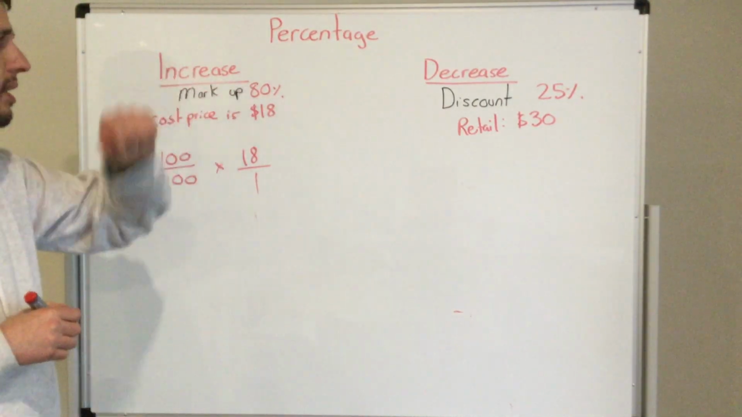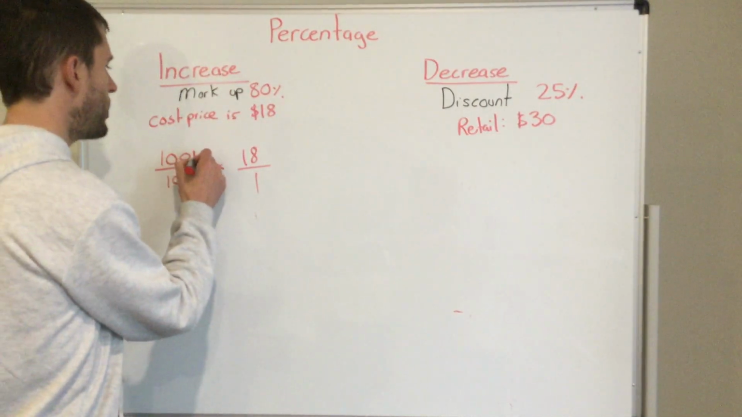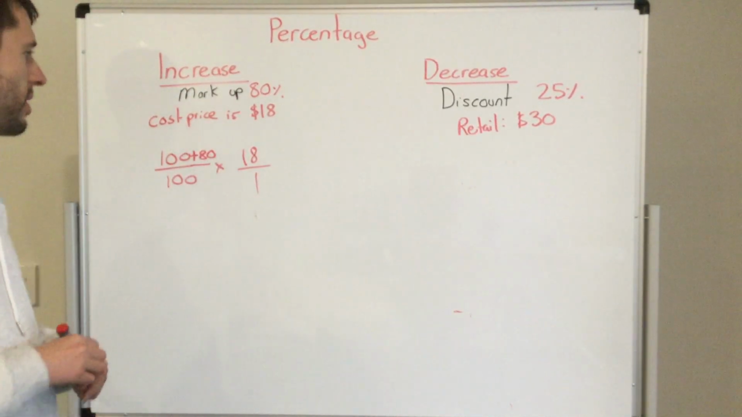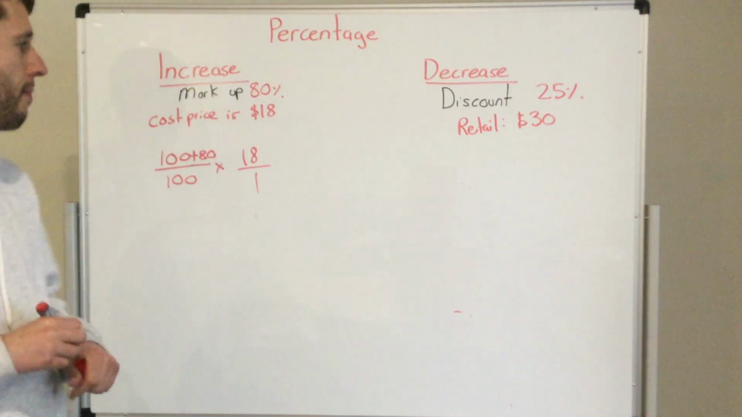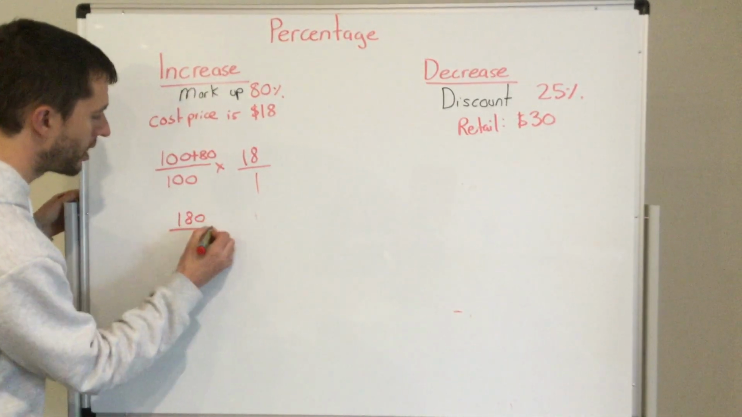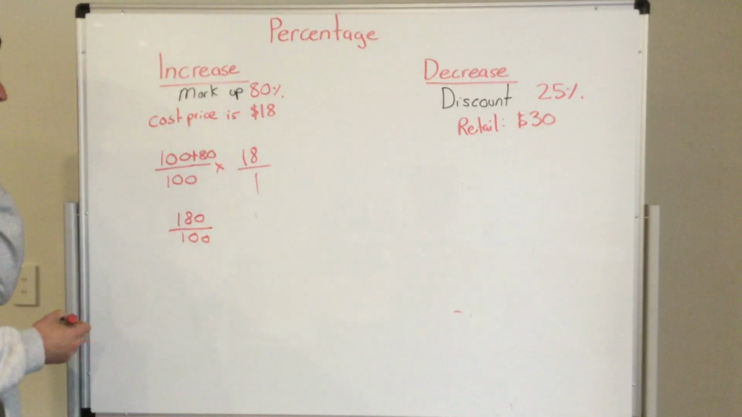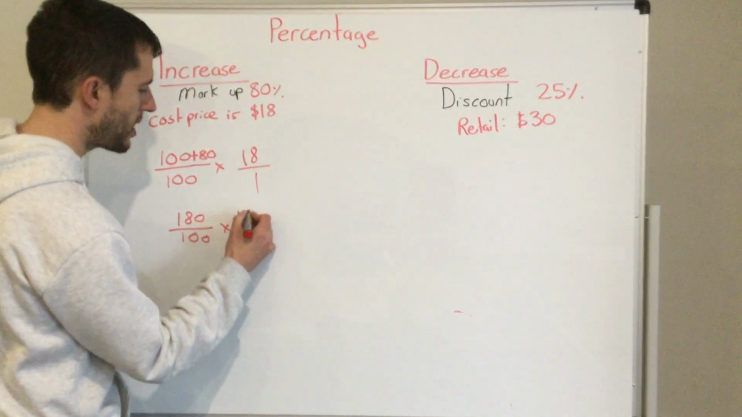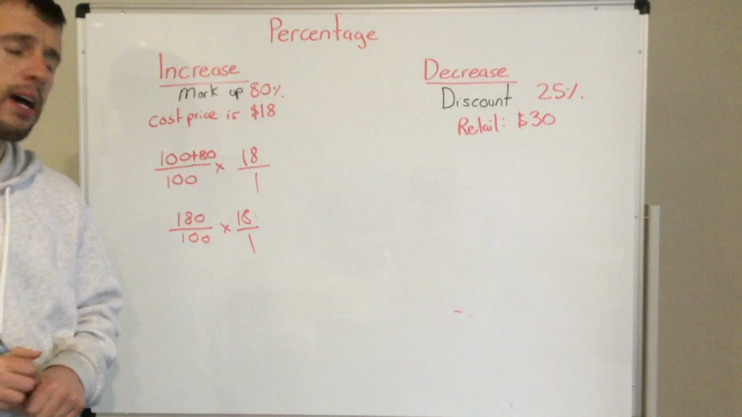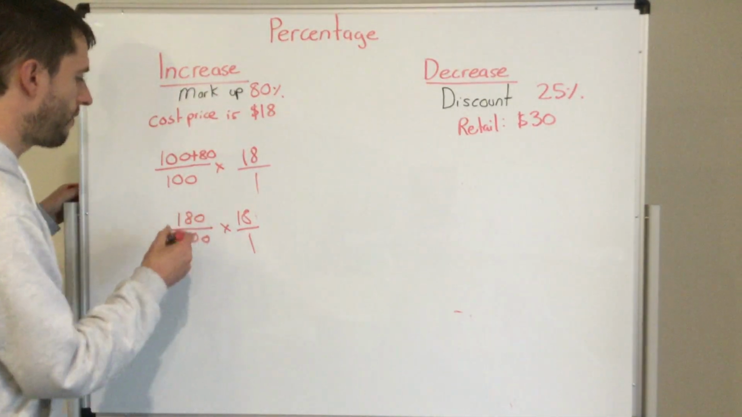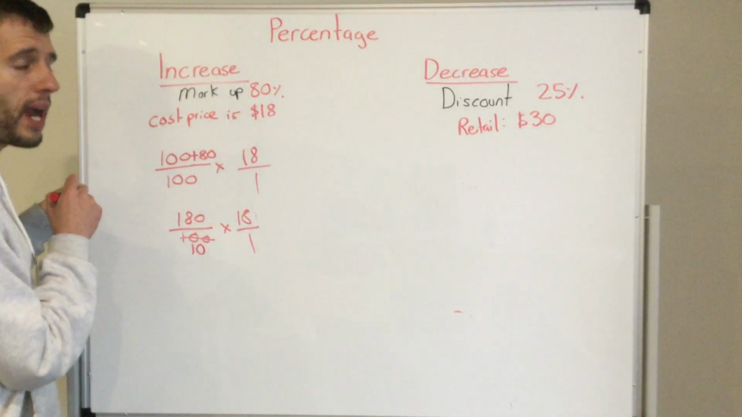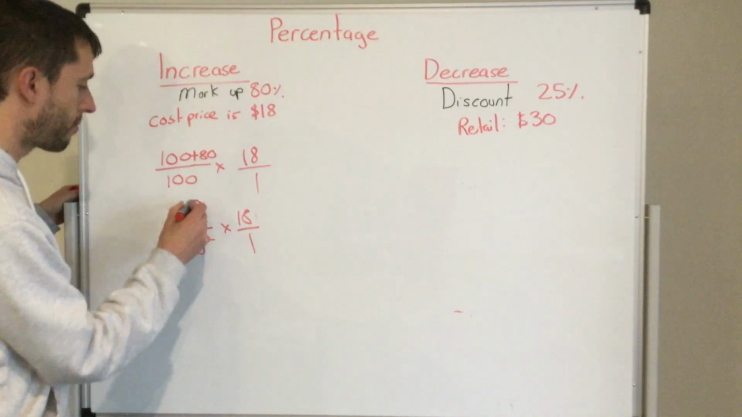Second thing, it's been marked up by 80%, so that means I'm increasing the amount by 80%, so I'm adding 80 onto the amount. So 100 plus 80 equals 180 divided by 100 times 18 over 1. I can simplify these. I can divide 100 by 10, and I can divide 180 by 10, which equals 18.